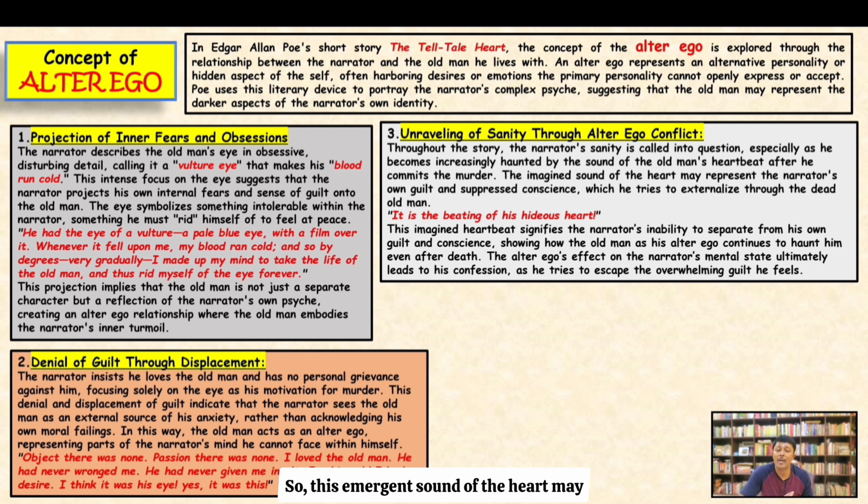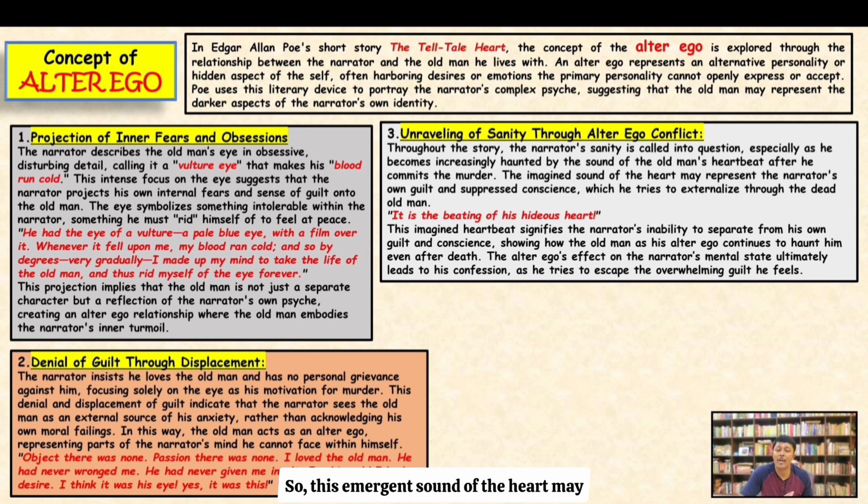Next symbol is the eye, the symbol of the eye. And the symbol of the eye is an object of obsession and madness. The vulture eye, a pale blue eye with a film over it. And the textual example is this. So the narrator's obsession becomes a driving force.